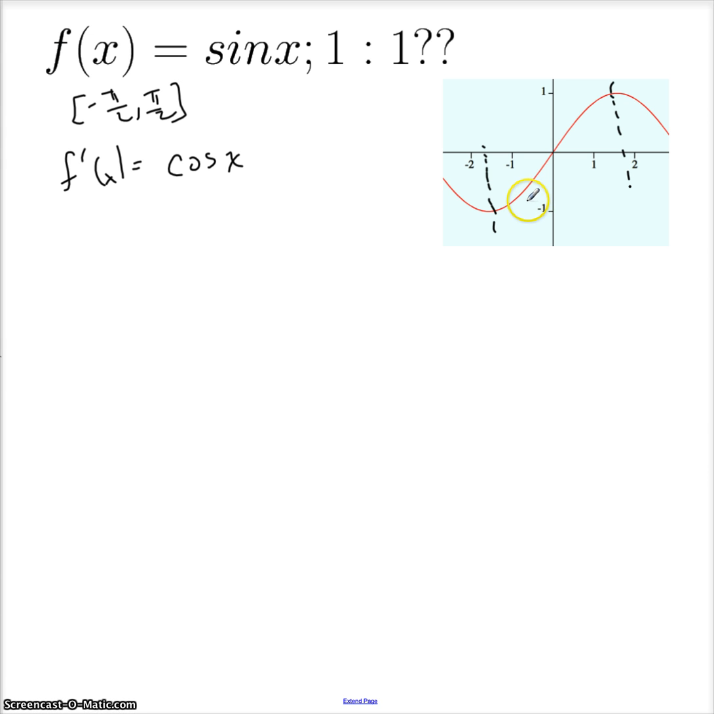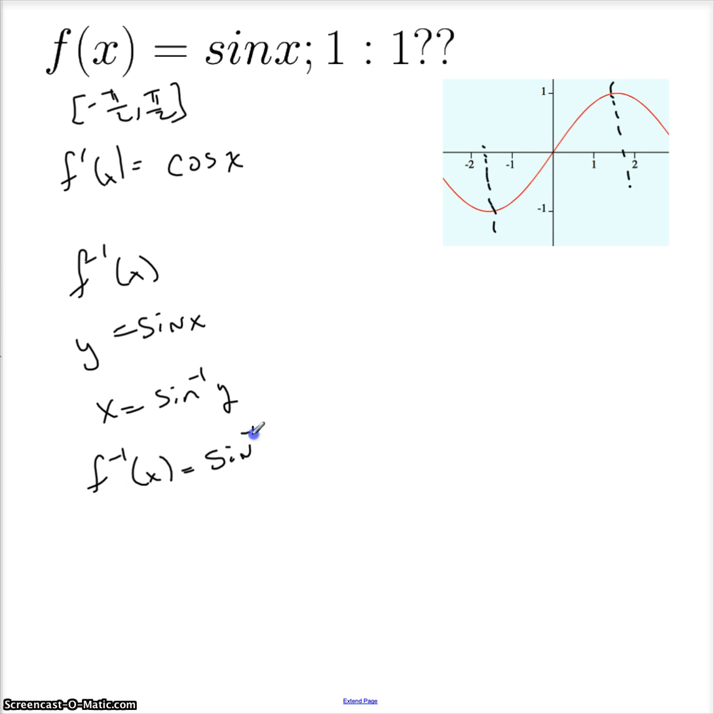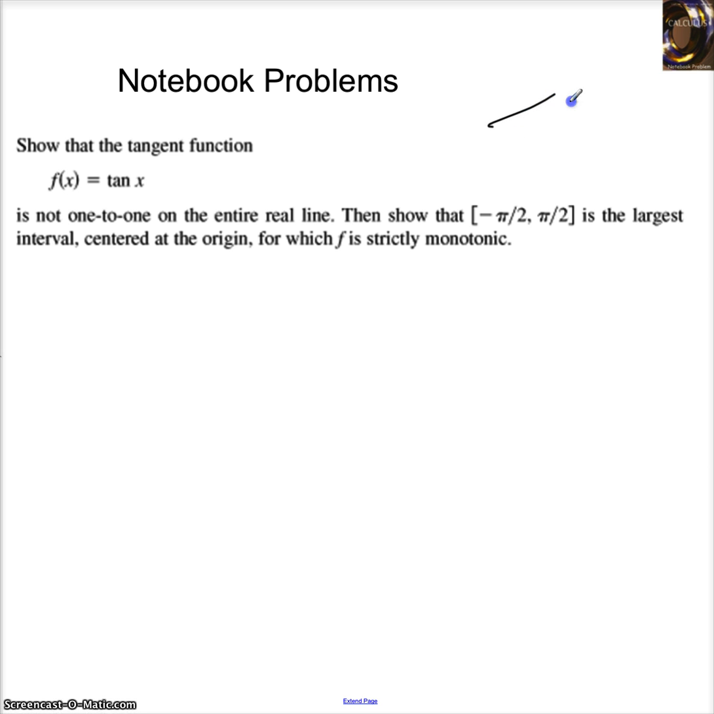So we have to be very careful when we look at trig functions and make sure that we're selecting a region where they're monotonic and either increasing or decreasing. So what would f inverse be here? Just solving this, y is sine of x, so x is the inverse sine of y. So my inverse function would be inverse sine of x. Not very attractive. Now, you try this one. Stop the tape when you're done.